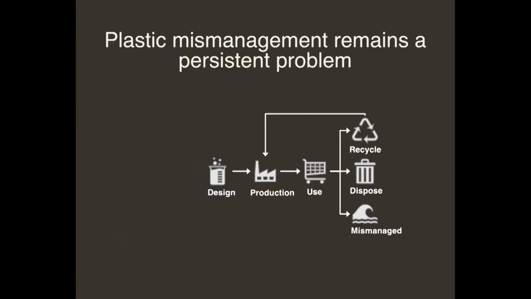So plastic mismanagement is predicted to increase as well. And so if we start by thinking about a plastic's life cycle from the design of the material and object through the production, the use phase, and then the various end-of-life options, we have ideally recycling, where it will get put back into production. The next best thing would be disposal in a proper waste stream. And then unfortunately, we end up with a large term of mismanaged waste.